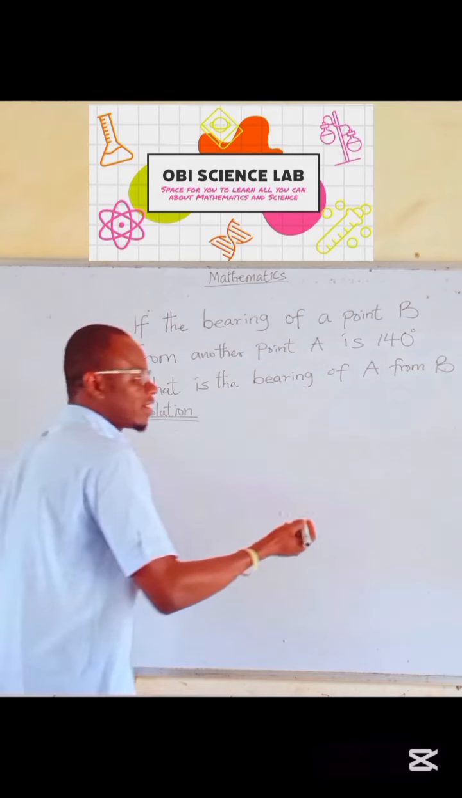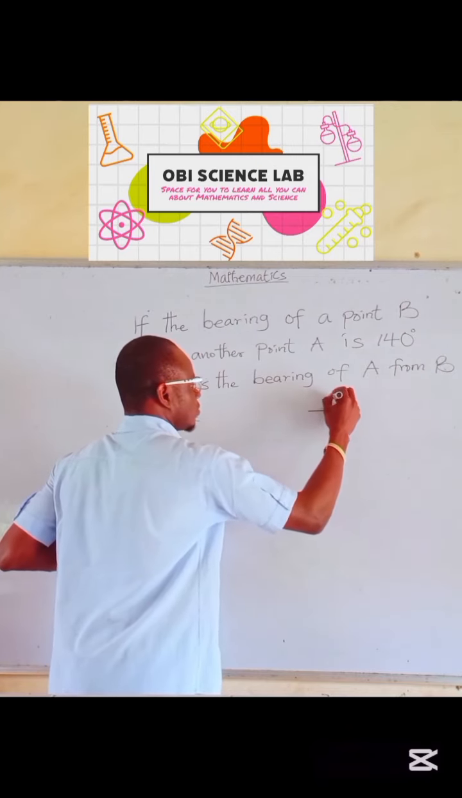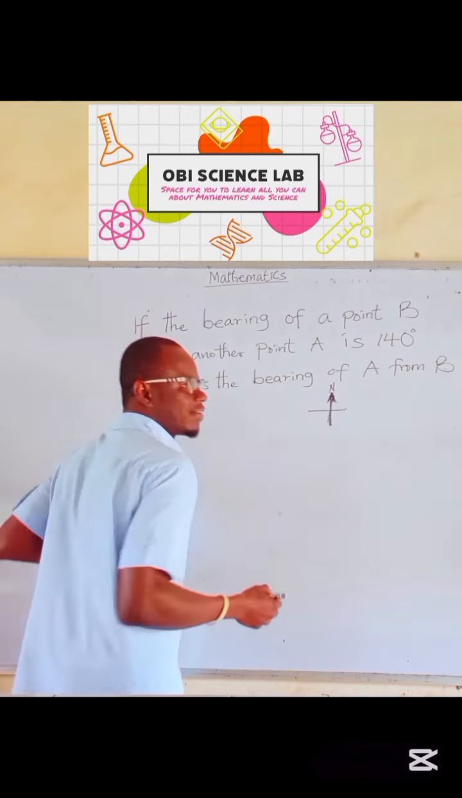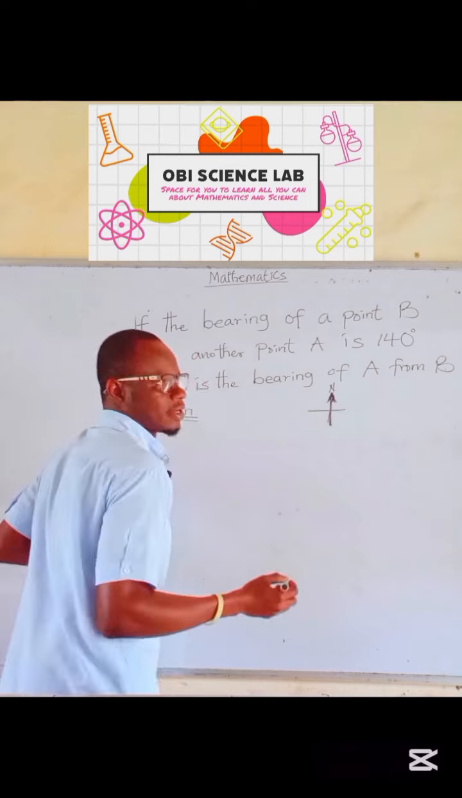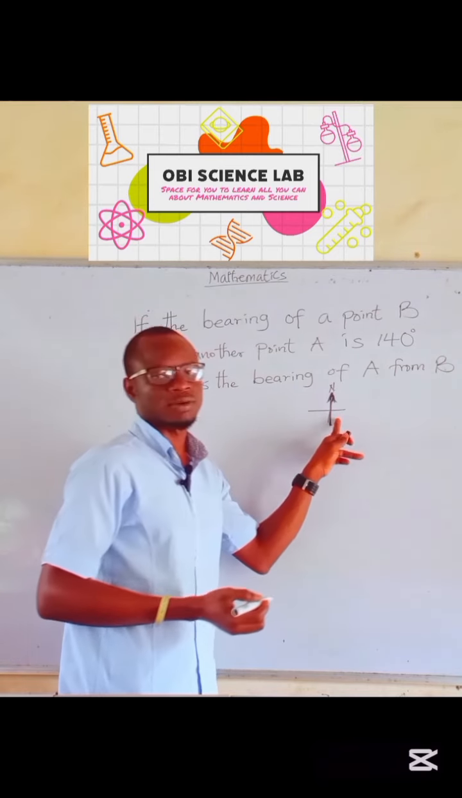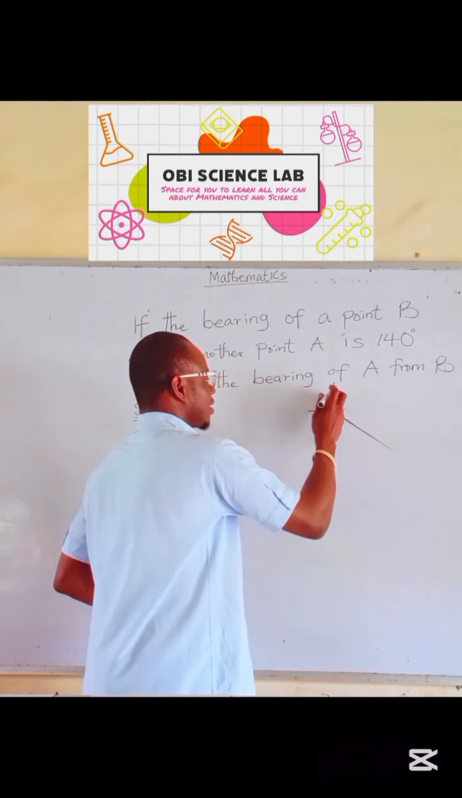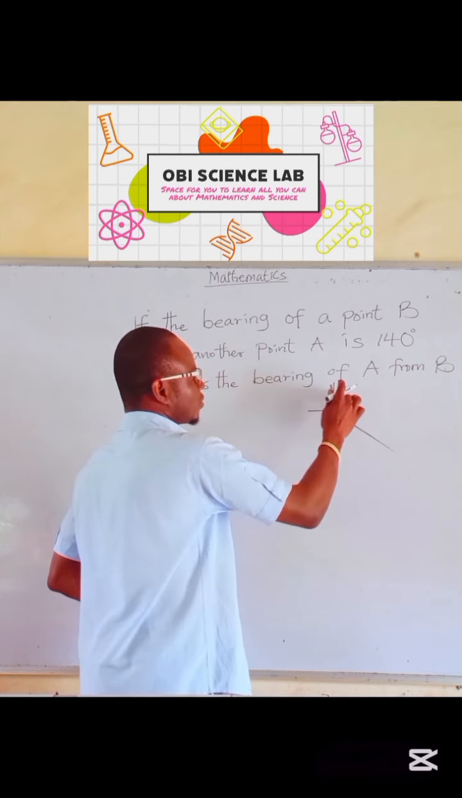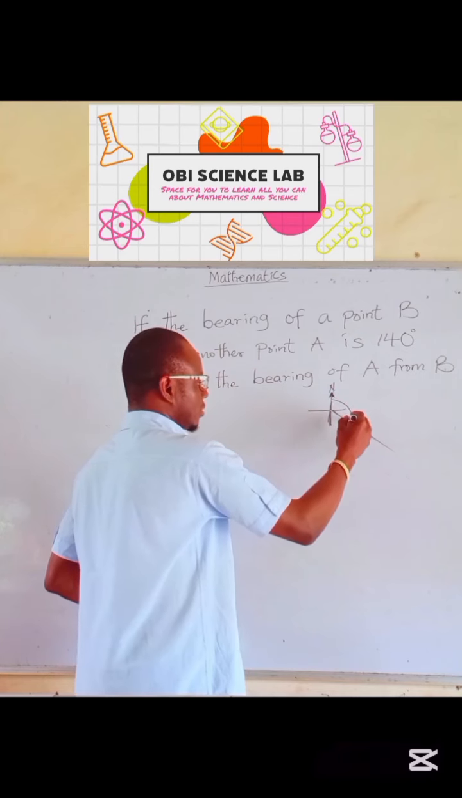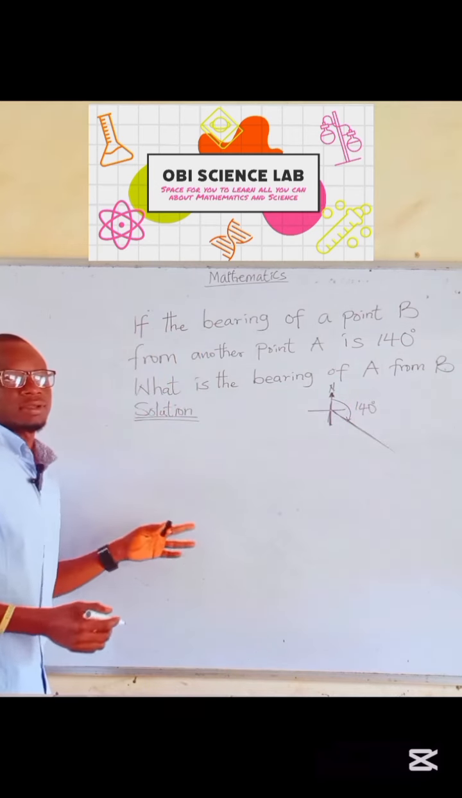Meaning, for instance, if I have my cardinal points, this is my North Pole. So if this is the North Pole and I have a bearing of 140 degrees, of course 140 degrees falls within the second quadrant. That tells me that my direction will proceed from the second quadrant. And because bearings are taken in the clockwise direction, starting from the North Pole, that means from this North Pole, this should be my 140 degrees.